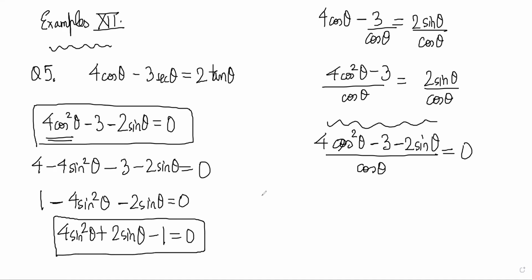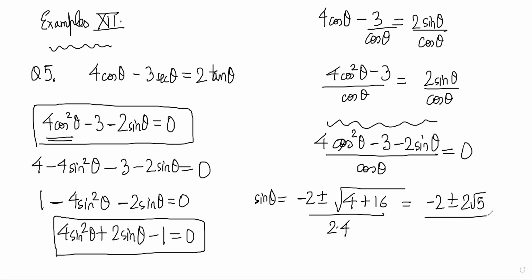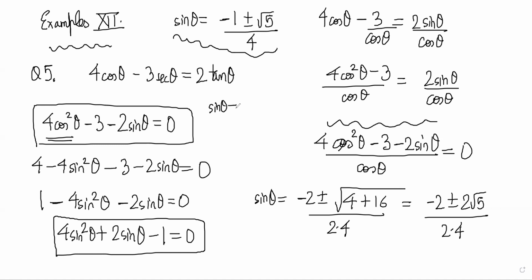This is a quadratic now whose solutions will be sine theta is equal to minus 2 plus minus root over 4 plus 16 by 2 into 4. So minus 2 plus minus 2 root 5 by 2 into 4. You are getting sine theta is minus 1 plus minus root 5 by 4. Right? So one possible value of sine theta is minus 1 plus root 5 by 4.